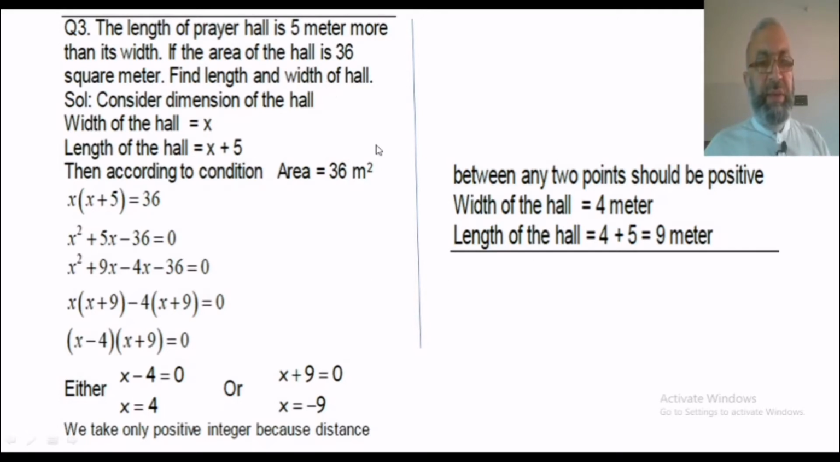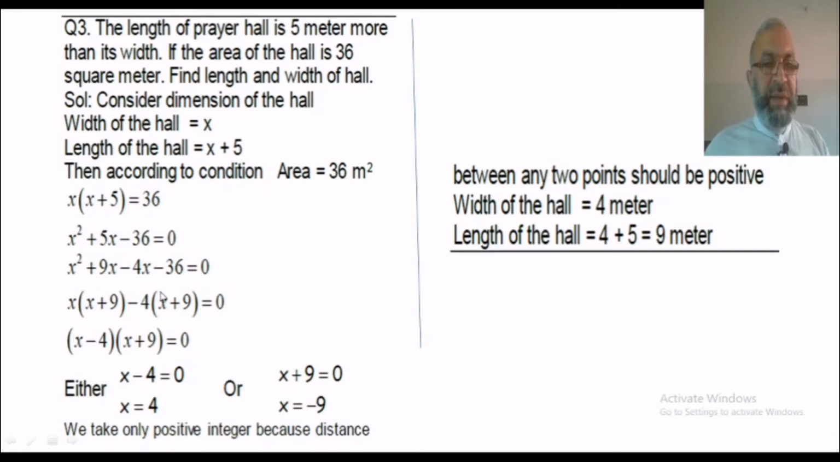When the area is given, it becomes a rectangle. The prayer hall is a rectangle because width is less and length is 5 more. So area of the rectangle is length into breadth. According to the area of the rectangle, x into x plus 5 is equal to 36. Simplifying, x square plus 5x, and transferring 36 to the left side, we get the standard form of quadratic equation, x square plus 5x minus 36 equal to 0.